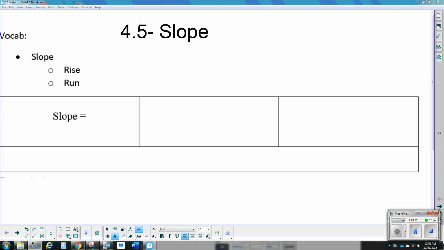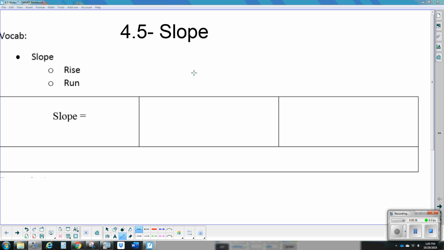Today we're going to look at lesson 4.5, and 4.5 is about slope. You probably remember a little bit about slope from Algebra 1 or Algebra 2. We can use a couple formulas to describe slope, but essentially it is the change in y values divided by the change in x values. It's a ratio, so you should keep it in fraction form, even if it's an improper fraction. You should always have slope in fraction form.